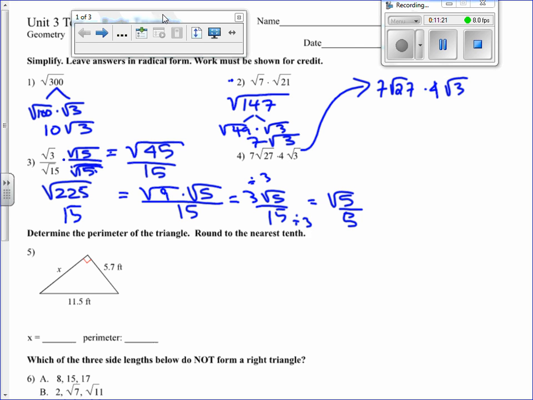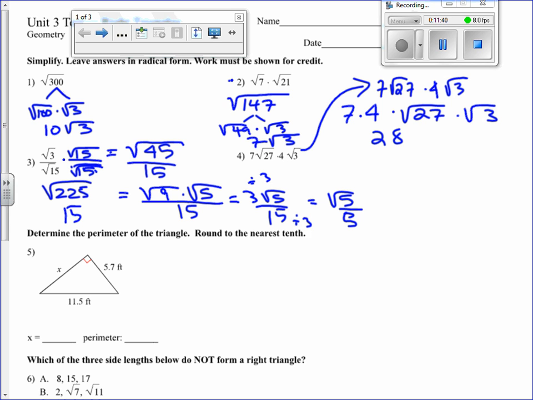Yeah, I would say numbers with numbers and radicals with radicals, right? So we're regrouping. Exactly. Just like you guys said, it would be 7 times 4 times radical 27 times radical 3. So numbers with numbers, radicals with radicals. So what's 7 times 4?